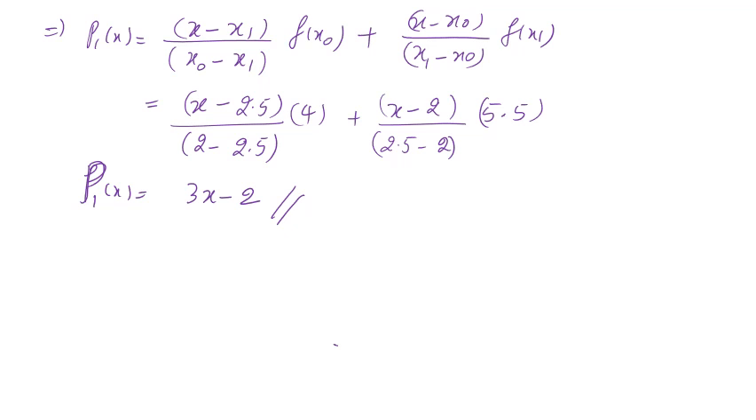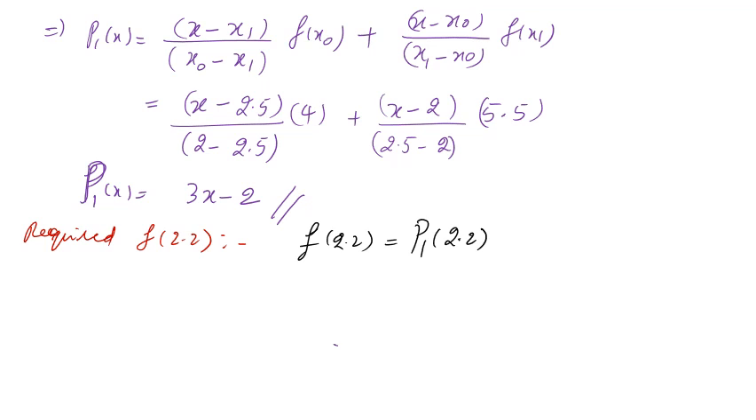And what is required is f(2.2). Therefore f(2.2) is nothing but P1(2.2), the approximate polynomial. f is exact and it is approximated by Lagrange's polynomial P1. So P1(2.2) is 3 into 2.2 minus 2. This value is 4.6.